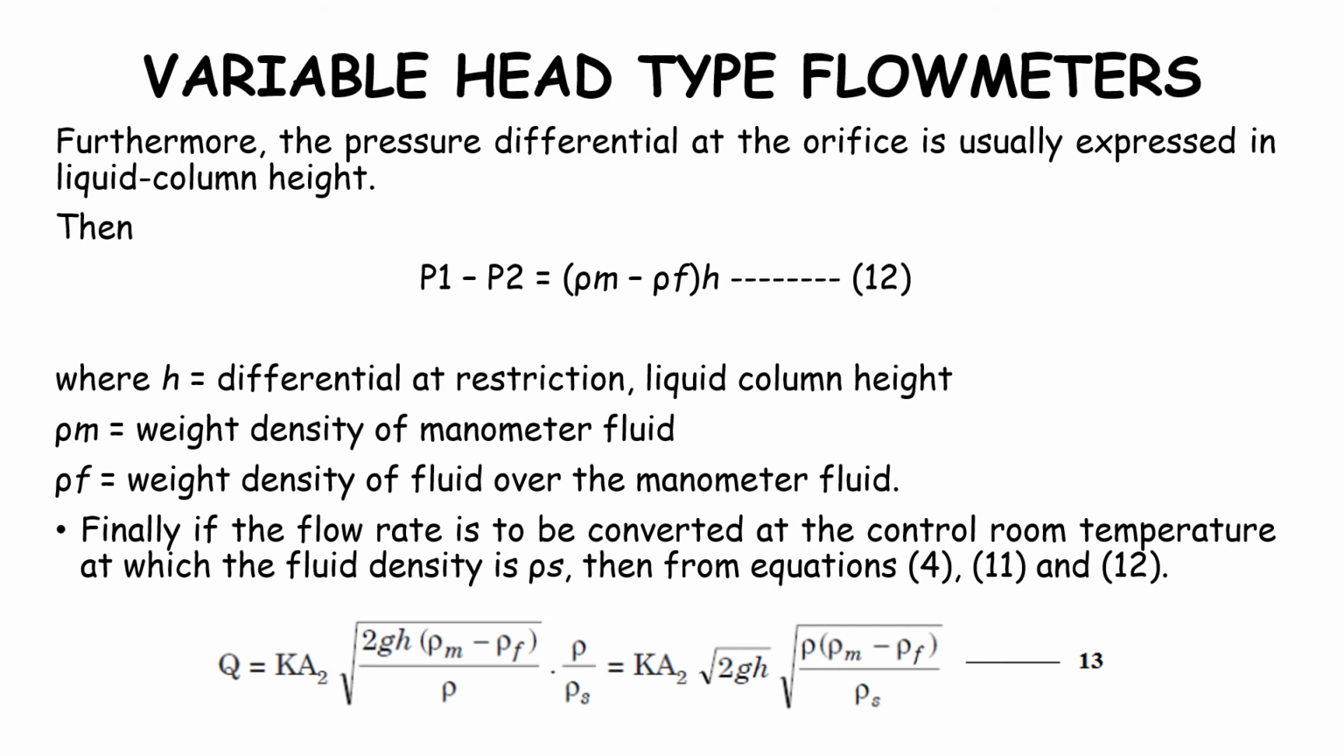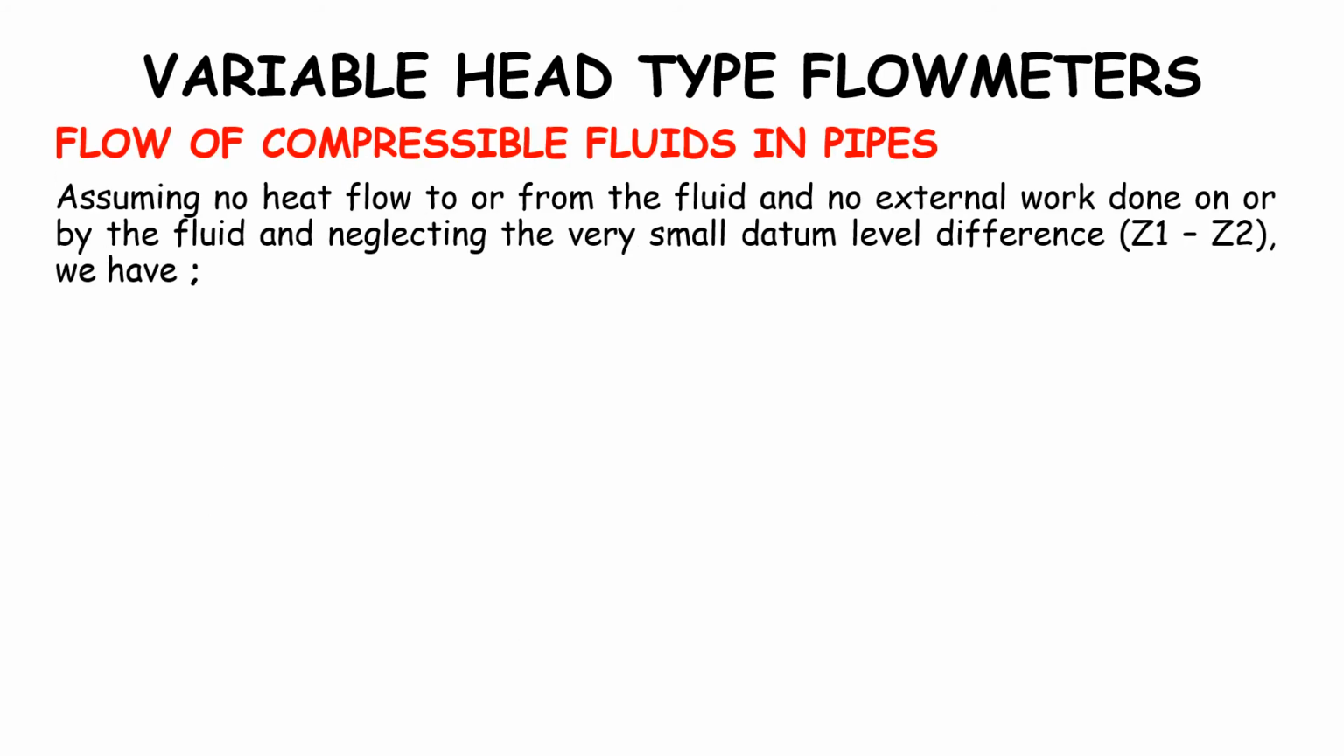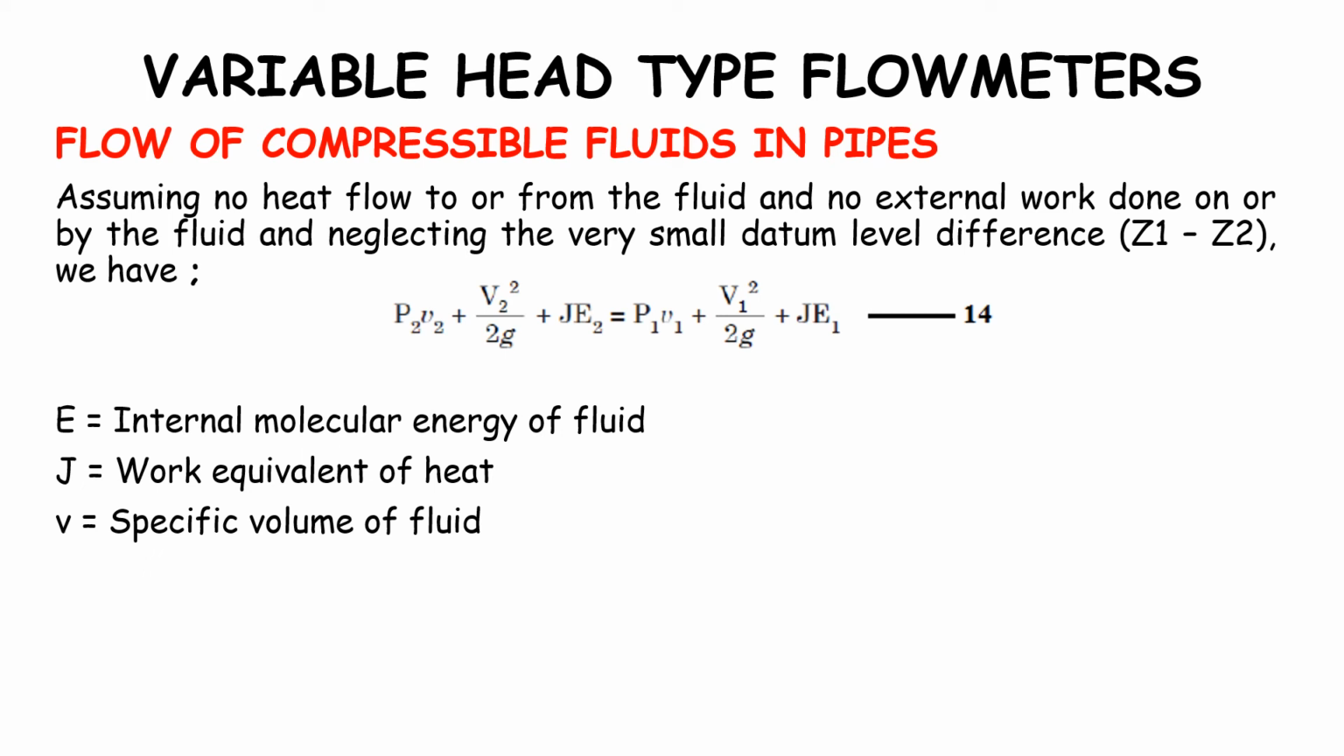Now we have seen incompressible fluids. Now here you're going to see flow of compressible fluids in pipes. Assuming no heat flow to or from the fluid or no external work done on or by the fluid, and neglecting the very small datum level difference Z1 minus Z2, we have our equation. Now here you have noted that Je is a term which is introduced. E is the internal molecular energy of the fluid, J is the work equivalent of heat, V is specific volume of fluid.